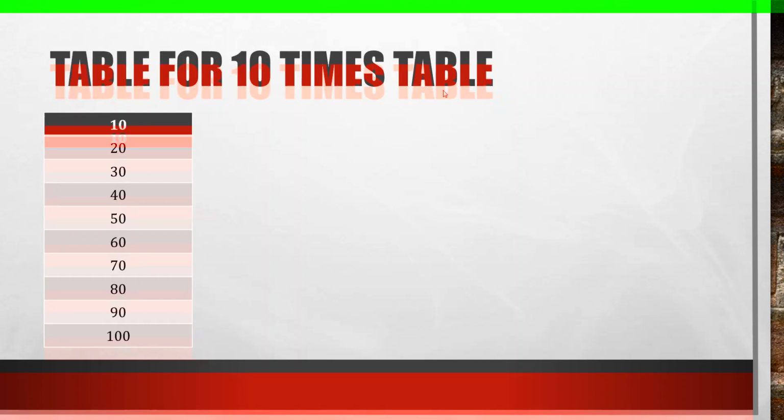And then the last one, the 10 times table. It is a very easy table. Add 10 each time. 10 plus 10, 20. 20 plus 10, 30. 30 plus 10, 40. 40 plus 10, 50. 50 plus 10, 60. 60 plus 10, 70. 70 plus 10, 80. 80 plus 10, 90. And 90 plus 10, 100. Here the tables are completed from 1 to 10.